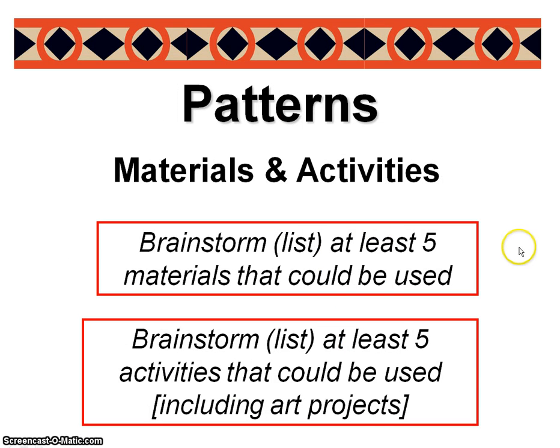Now, with patterns just like classification, there's lots and lots of activities that can be used. A lot of the patterning activities, the classifying activities can be used to pattern, but you have to have a whole lot of each kind. What I'd like you to do is 2 things. First, add to your journal a list. Brainstorm at least 5 materials that could be used for patterning. Some of them can be some of the same ones used for classifying. And then brainstorm a second list of 5 activities that could be used, including art projects.